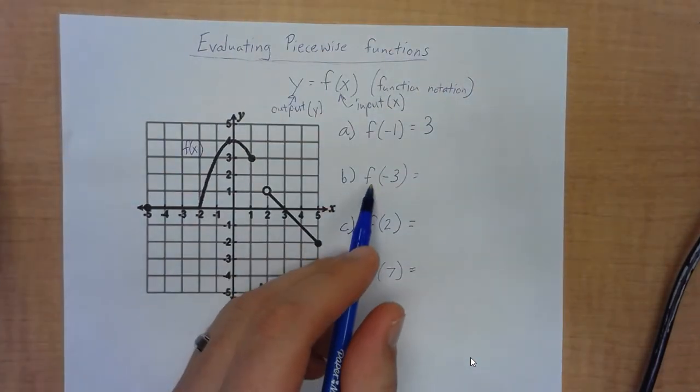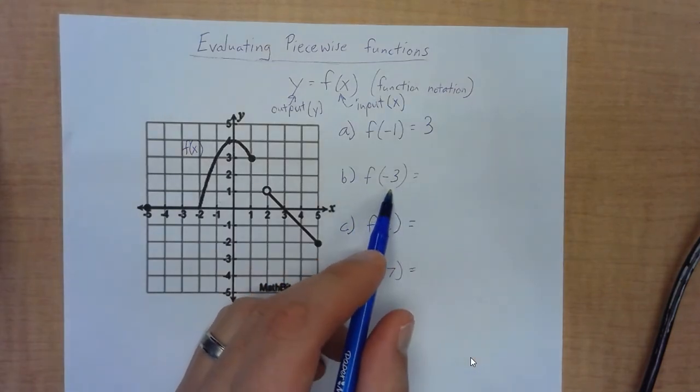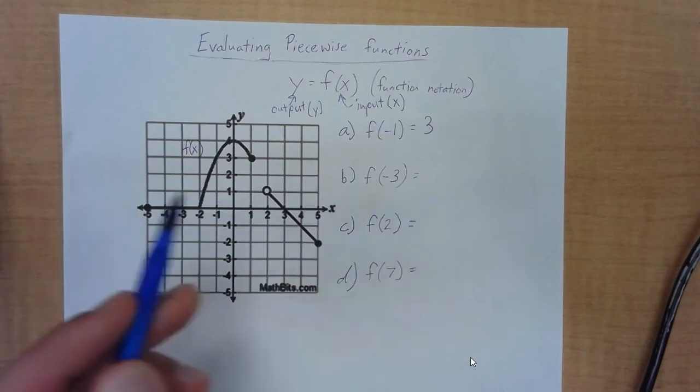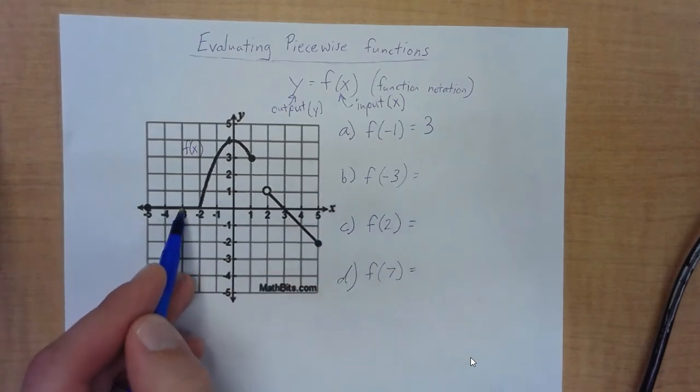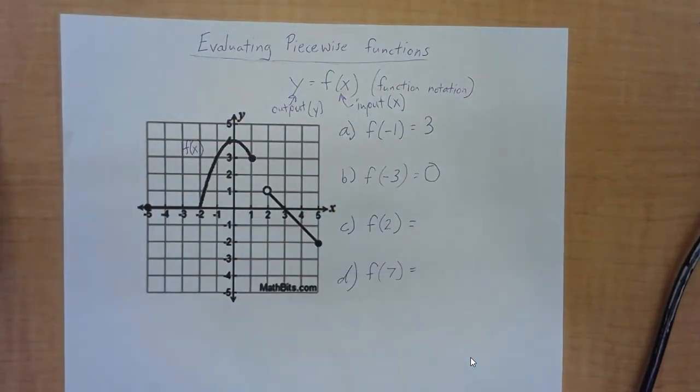Next, f of -3, that means when x is -3, what is y? So we have -3, and it's right on the x-axis, so that is 0. Y is 0.